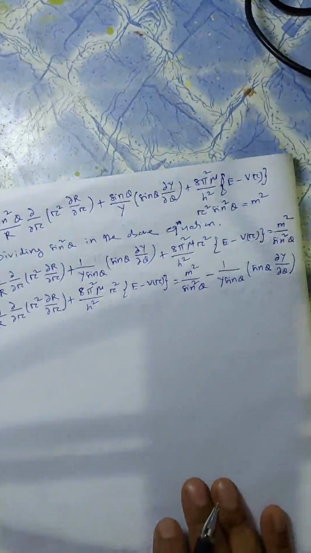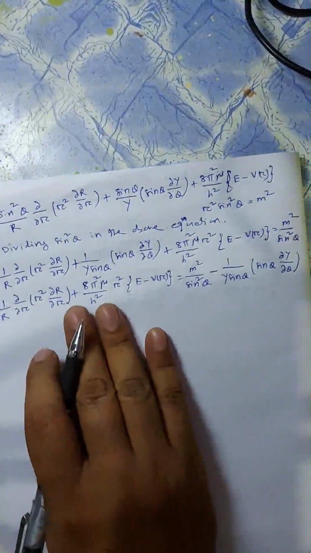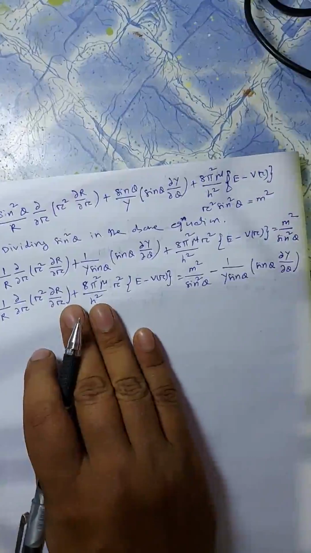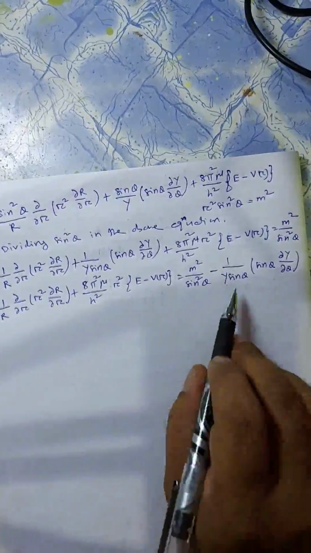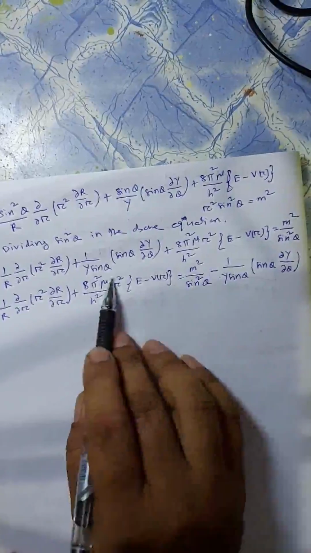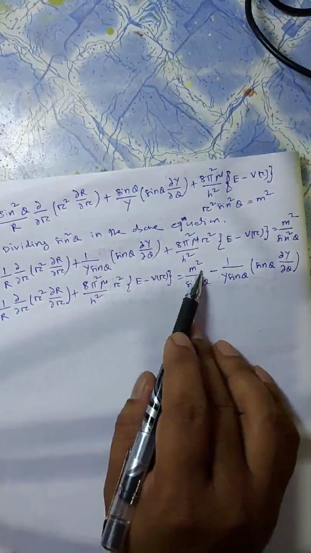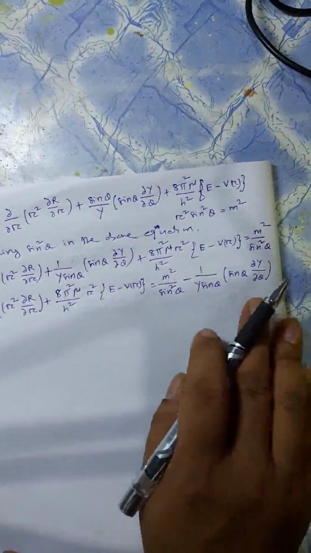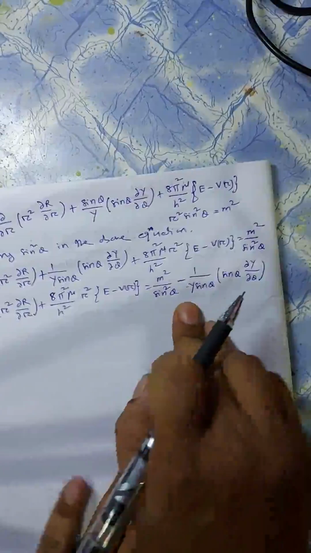Here you see, the left hand side is a function of r and the right hand side is a function of theta. So if the two are equal, then each must equal a constant. Suppose I make these two equal to a constant, beta.